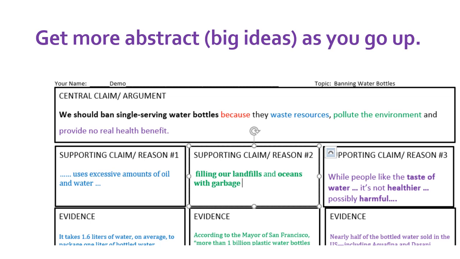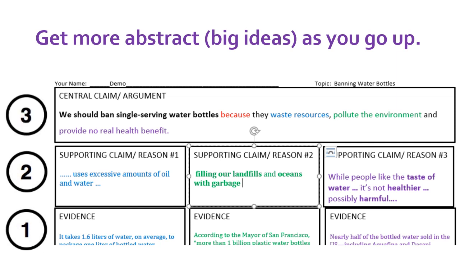Turning back to the organizer, as I go from the evidence row to the topic sentence row to the central claim, you'll see that my language for each row becomes more abstract as I move up. As a result, in level 2, where I had an entire topic sentence and used more specific examples of resources like oil and water in my first reason, in the roadmap I'm boiling it down to the most abstract or conceptual, wasting resources. And in my second reason, I'm turning the more specific examples of throwing garbage into landfills into polluting the environment in my roadmap.